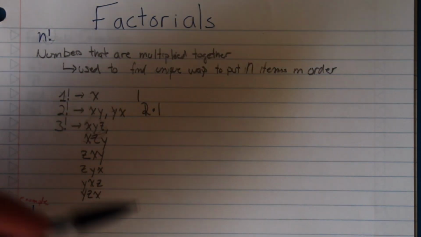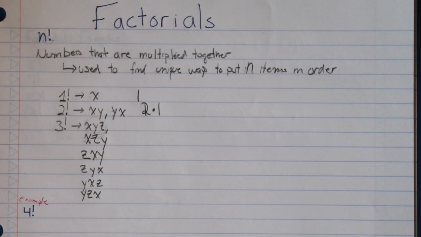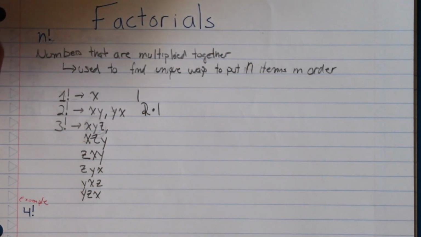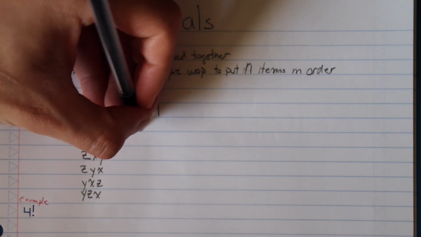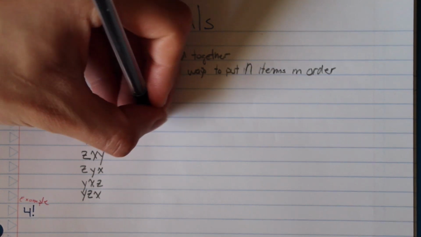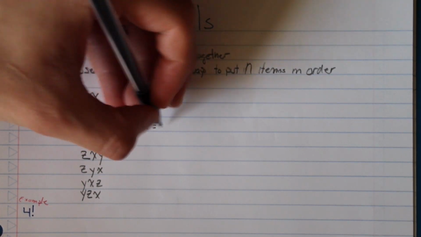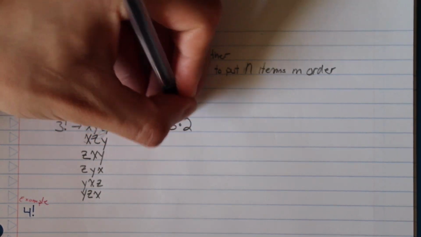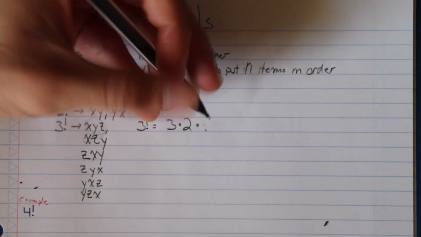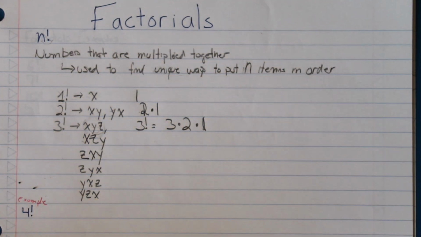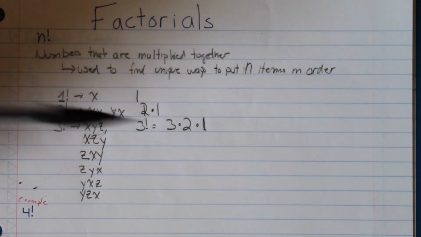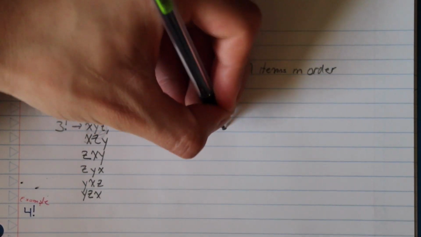And so how do we do that with numbers, like actually writing it down? It's very, very simple. All you've got to do is 3 factorial equals 3 times 2 times 1. Okay, so 3 times 2 times 1. And what does that equal? Well, that equals 6. It's very simple.